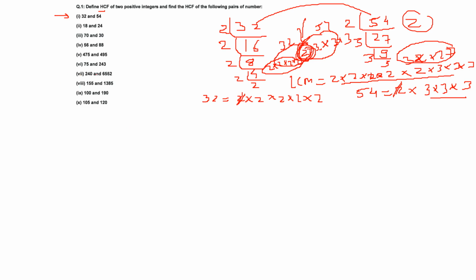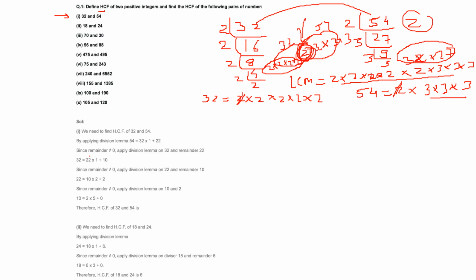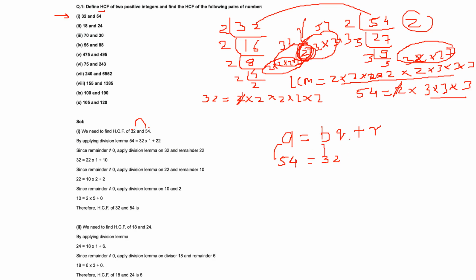I'll try to explain one, and we'll be taking a few of those. So let me take you to the first one, HCF of 32 and 54. We always know that the Euclid division lemma says that a number A can be represented in the form B into Q plus R. Now here we have 32 and 54, so we have to represent 54 in terms of 32. Here A is 54, B is 32. This Q and R we don't know, we have to find out.